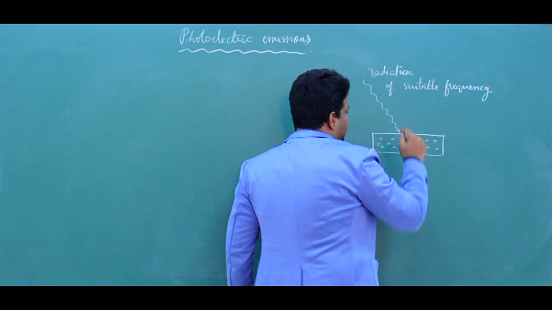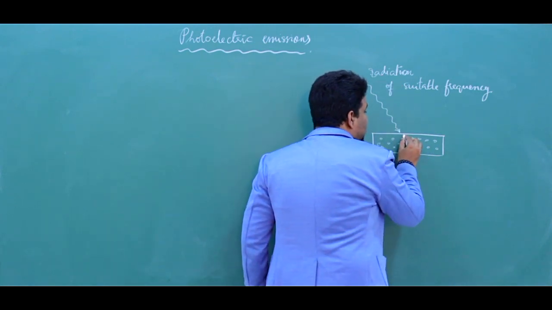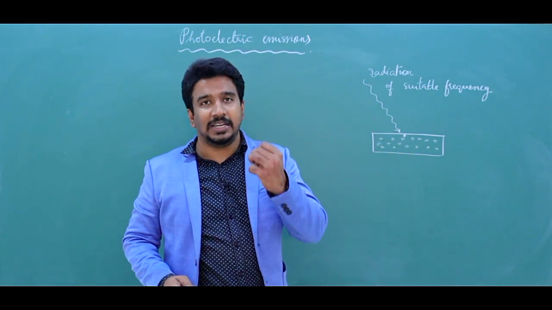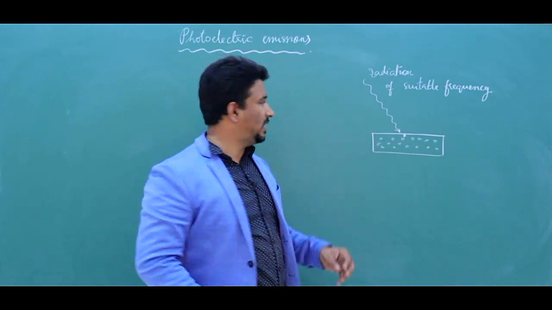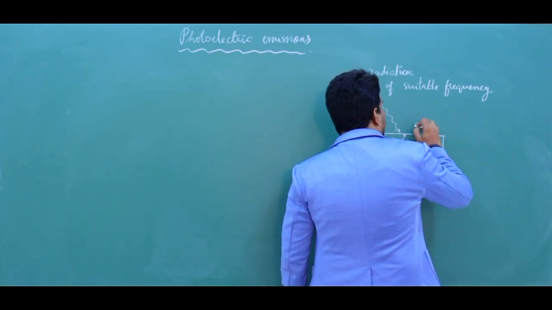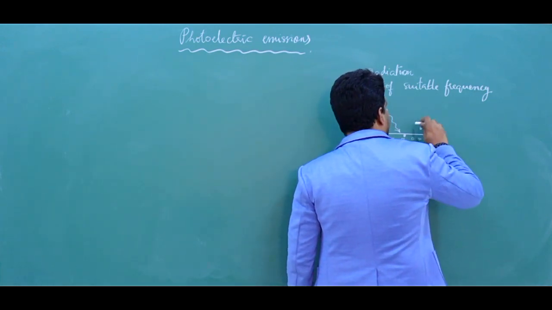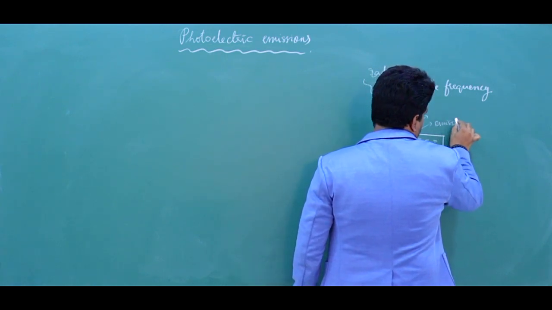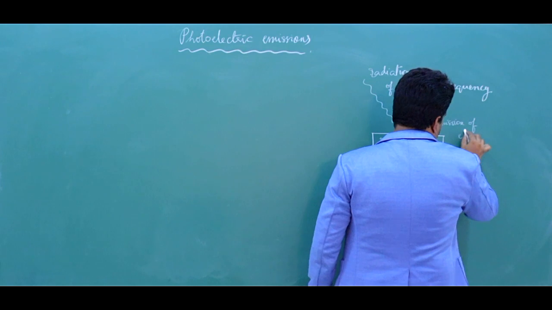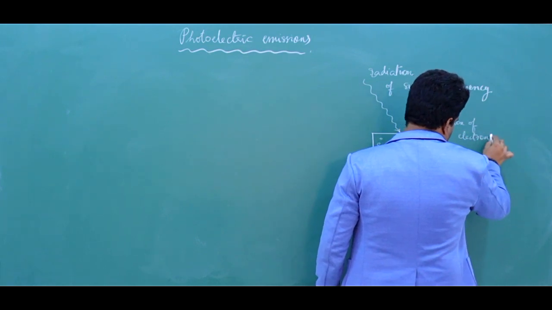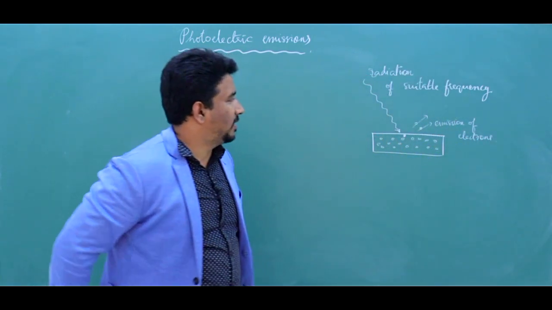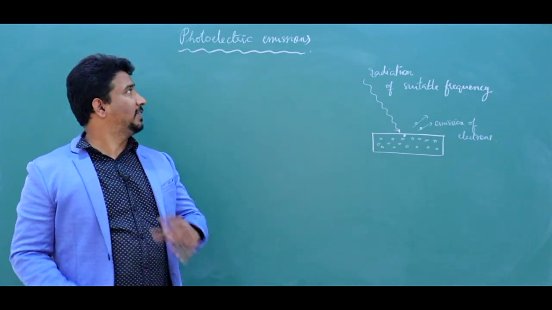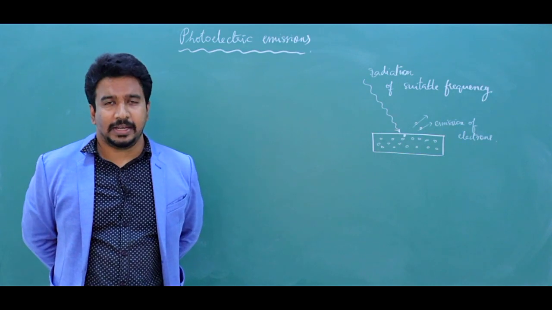When the radiation falls on the metal surface, these electrons which are about to jump out of the metal surface get energy. Because of the energy given by the radiation, they will be emitted from the metal surface. Emission of electrons. So that we call the photoelectric effect, or photoelectric emission.